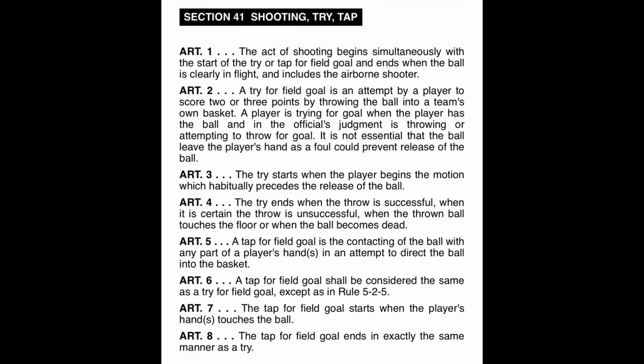A tap for field goal is the contact of the ball with any part of the player's hand in an attempt to direct the ball into the basket. A tap for field goal shall be considered the same as a try for goal itself, as in the rule stated in 5-2-5. The tap for field goal starts when the player's hand touches the ball. The tap for field goal is treated in exactly the same manner as a try, which means the motion preceding the shot is the beginning of a try, and the touching of the ball by a player's hand is the beginning of a tap. Now let's take a look at our player of the week.